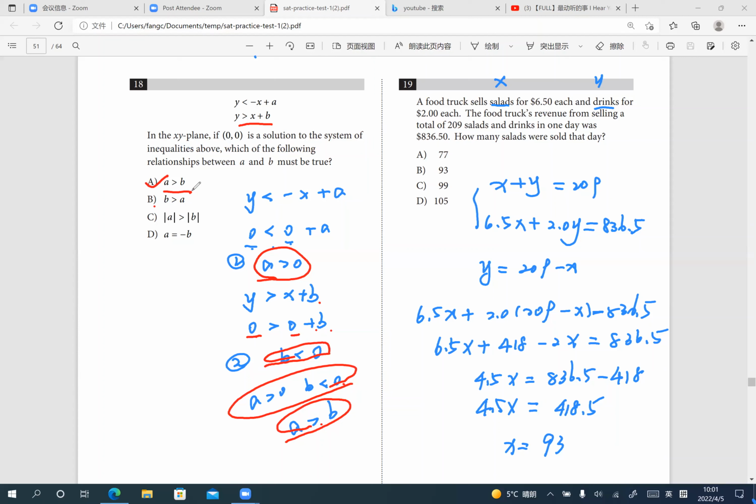Question 19. A food truck sells salads for $6.50 each and drinks for $2 each. The food truck's revenue from selling a total of 209 salads and drinks in one day was $836.50. How many salads were sold that day? So we use x to represent the number of salads sold that day, and y to represent the number of drinks sold that day.